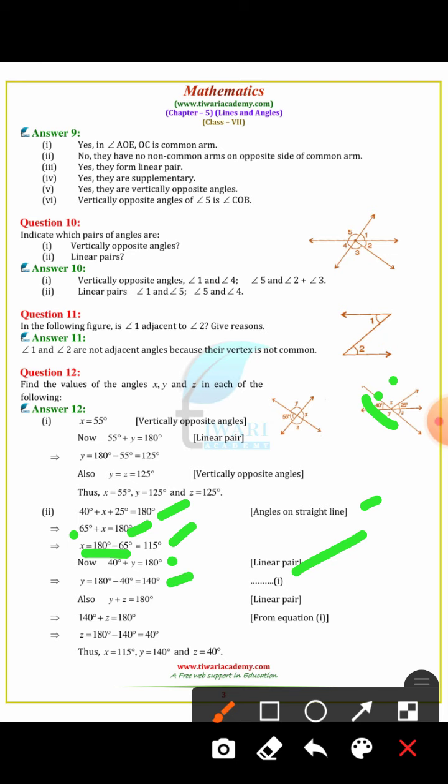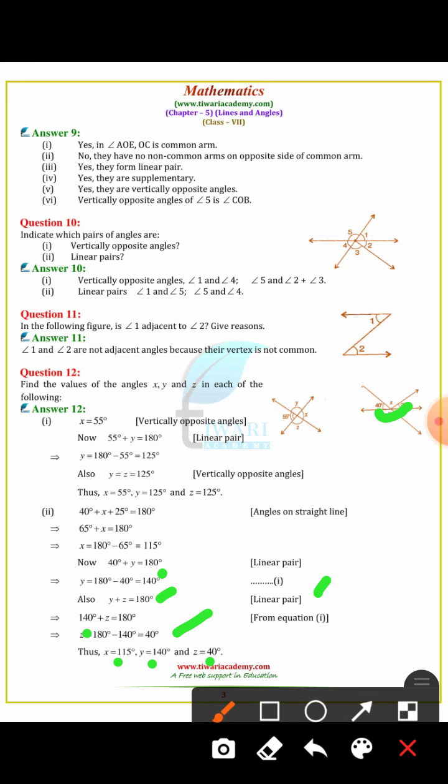So when these two are found, here y plus z equals 180 degrees because of the linear pair. When observing this one, y plus z, here y is 140, so you substitute it in the place of y. So z is equal to 180 minus 140, you get the answer 40 degrees. Now you have finally found the answers x, y and z. Okay, children, this is how you do the answers.